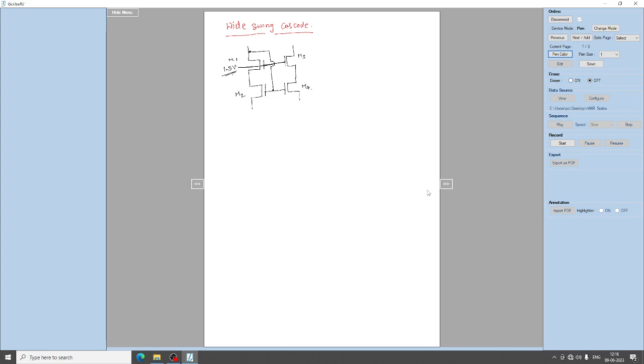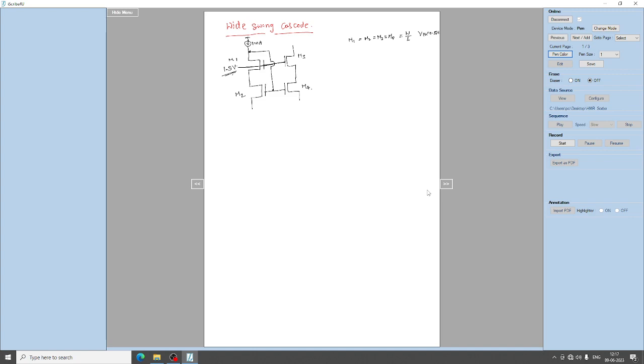Okay, the drain of M1 is connected to the gate of M2. This is wide swing. Here again, coming to the same point, current source 1 milliamp. All the transistors M1, M2, M3 and M4 have the same W by L and the same threshold voltage of 0.5 volts. Okay, understood?